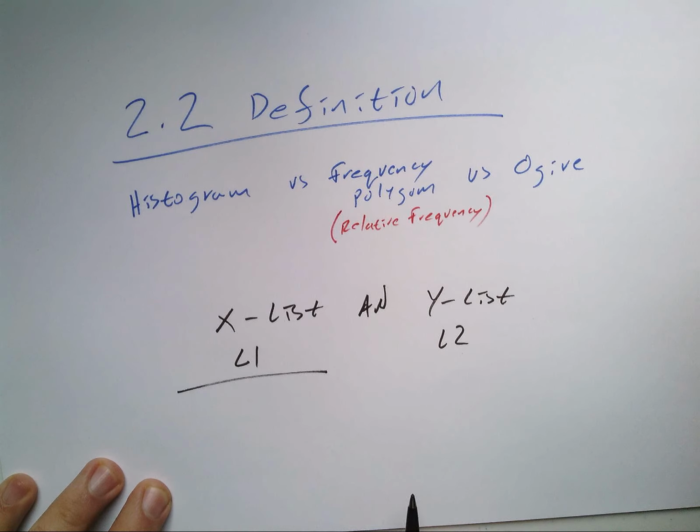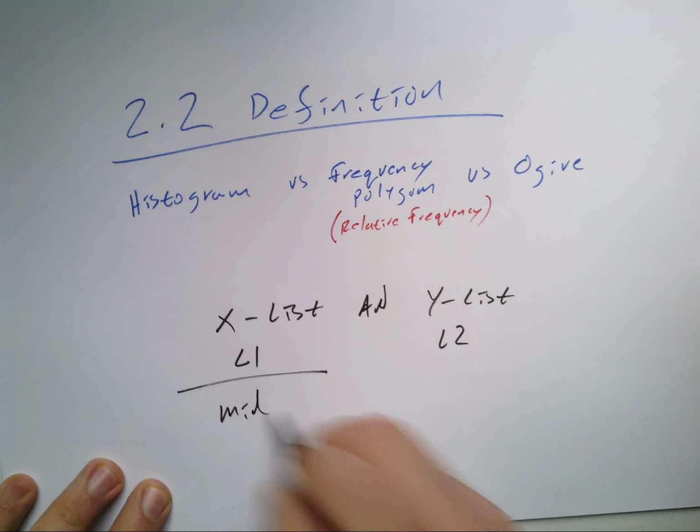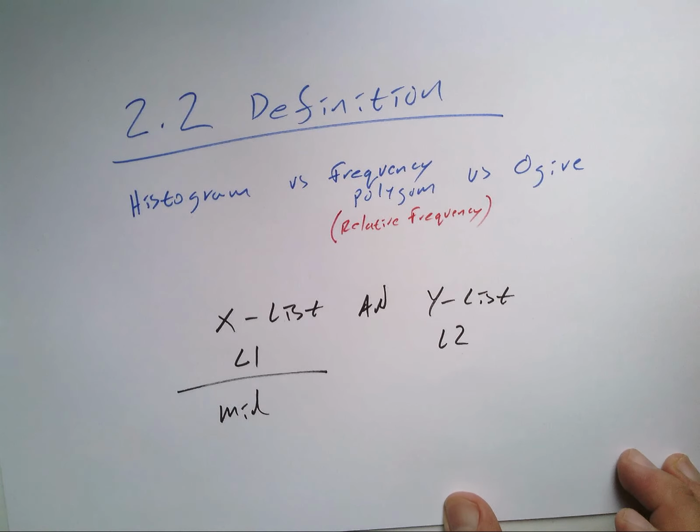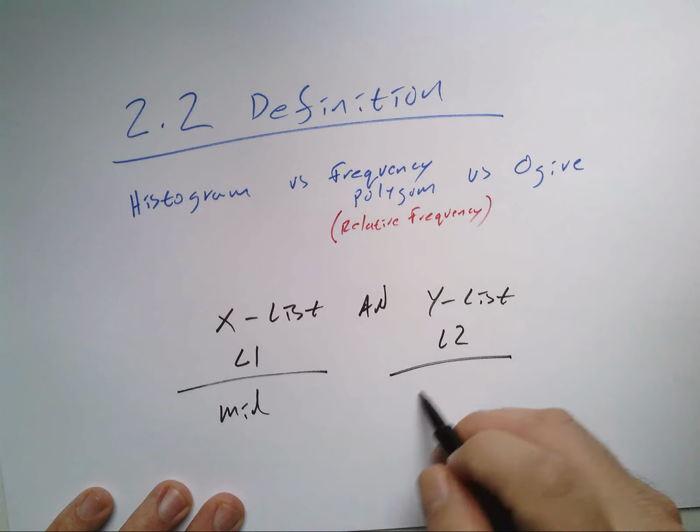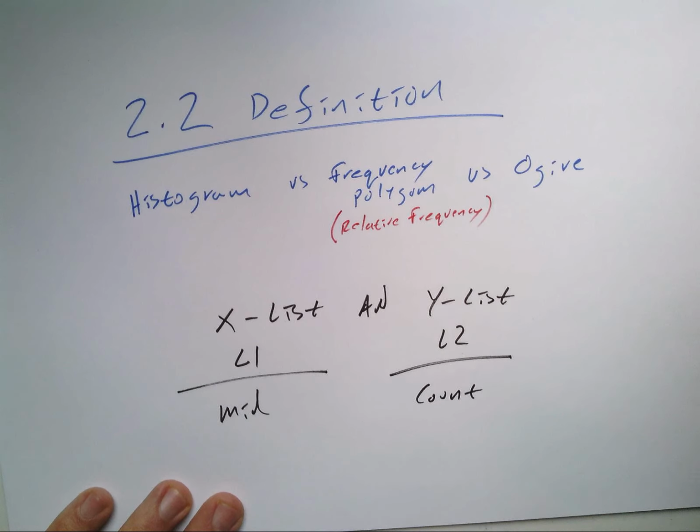Now, the X list is just going to be an indicator of where you are. So think of it as being the midpoint of your class list. It could also be the start of your classes or the end of your classes, depending on how you want to count it. Again, refer to an earlier video where I was talking about birthdays versus using the midpoint. Now, the book exclusively uses midpoint, so that's why I wrote it down here. The Y list is always going to be your count, or your frequency.